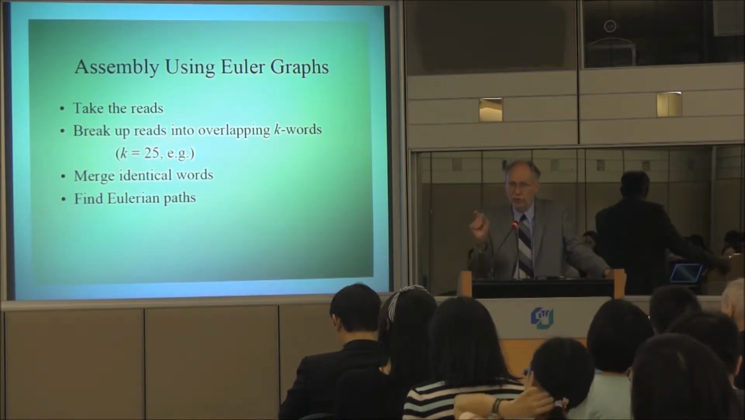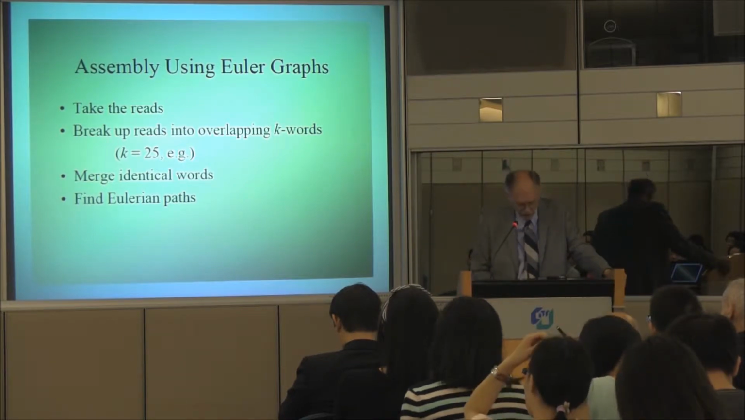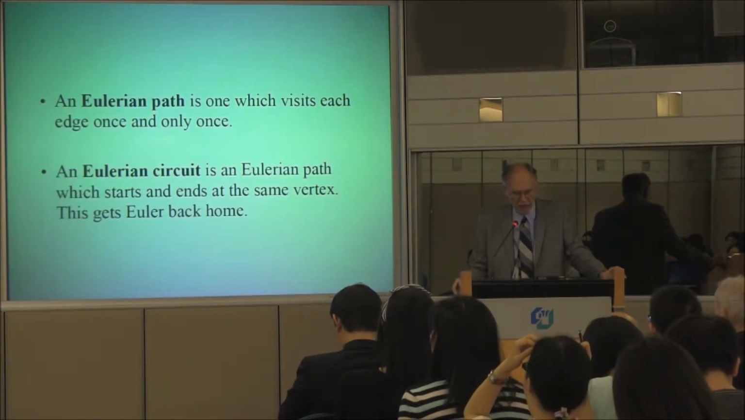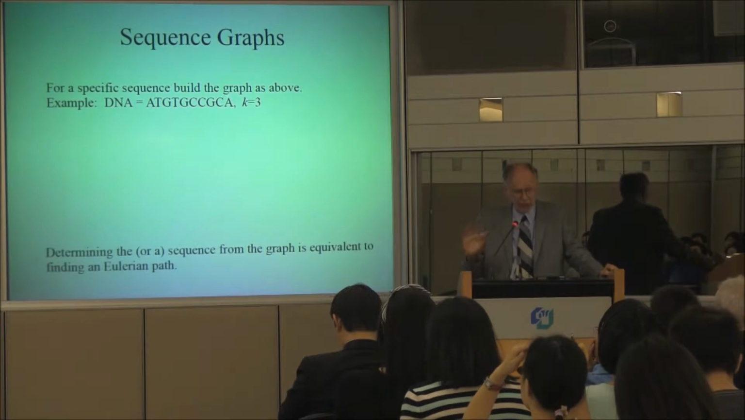You merge the 25-letter guys that are the same, and then you look for something called Eulerian paths, which I'll tell you about in a minute. Let me illustrate this.